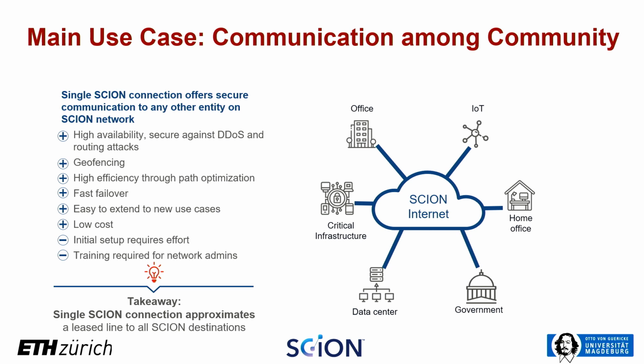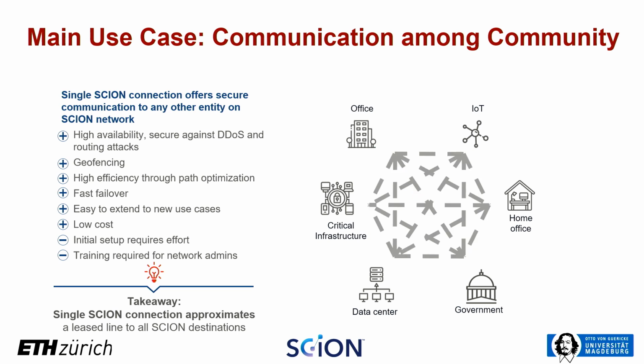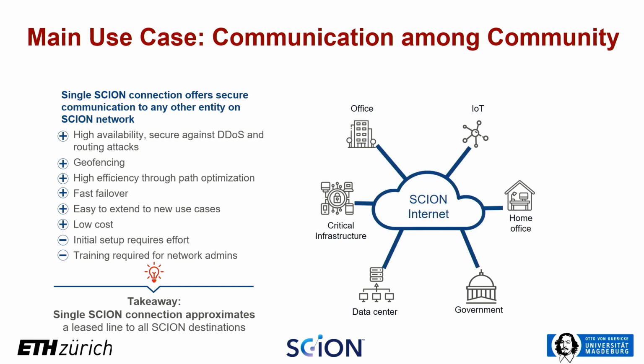So the way we managed initially to get to a first critical mass is through the observation that SCION enables communication among a community of entities. When you have a wide variety of entities that want to securely communicate with each other, traditionally they needed to get a leased line to all the other entities, which would create a mesh like this, which is expensive and inflexible and takes a lot of management overhead to set up.